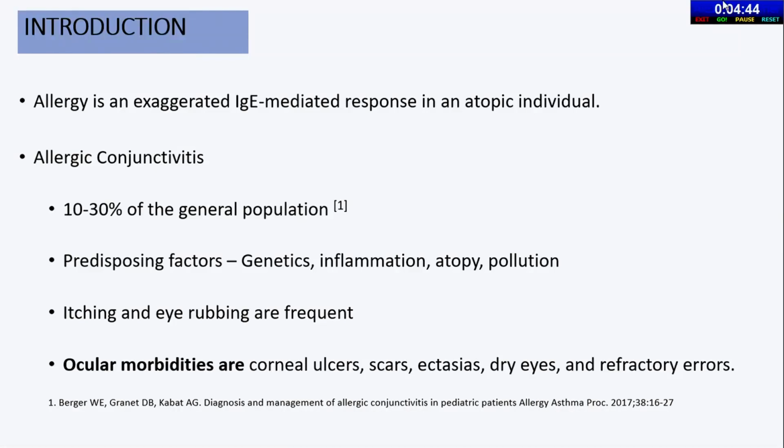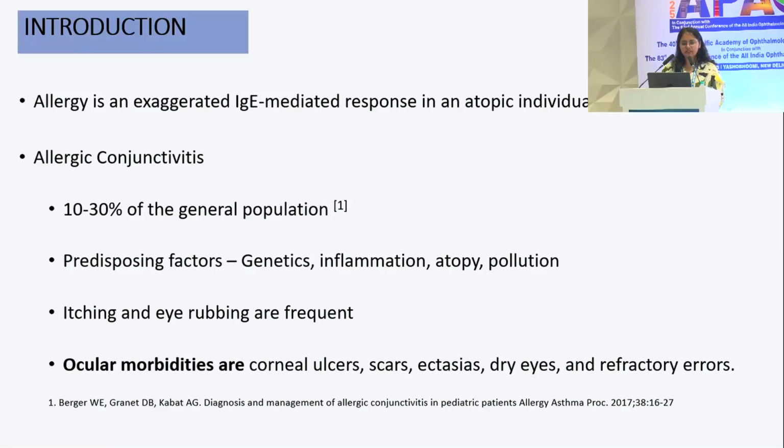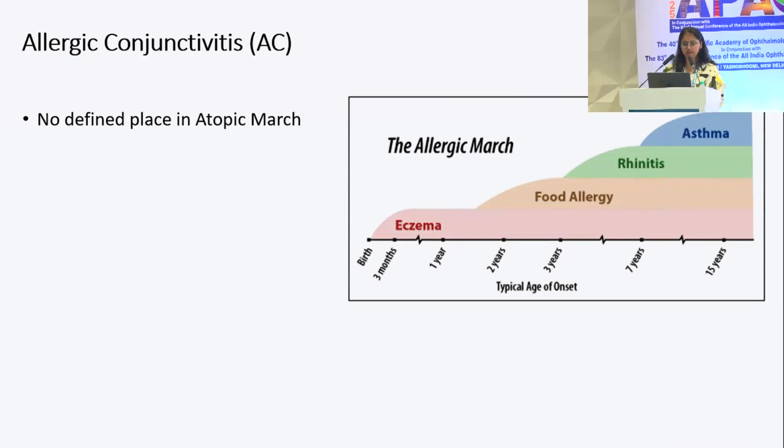Allergic conjunctivitis occurs in 10 to 30% of the general population. Predisposing factors are genetics, inflammation, atopy, and pollution, and these patients mostly have itching and eye rubbing. Ocular morbidities associated with allergic conjunctivitis are corneal ulcers, scars, ectasia, dry eyes, and refractive errors.